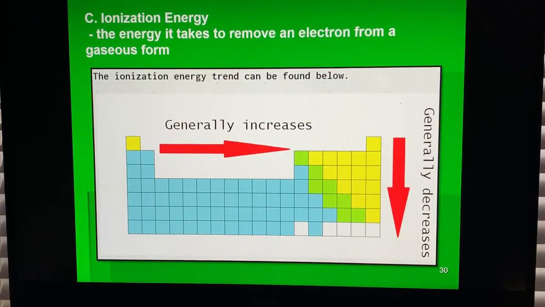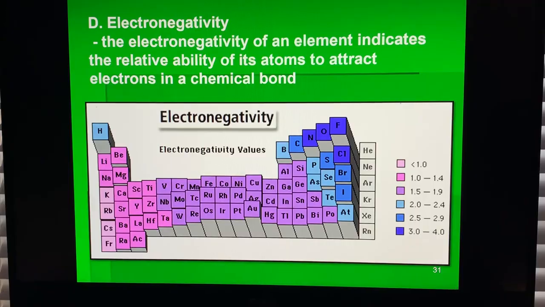The next one is ionization energy. So this is the energy it takes to remove an electron from a gaseous form of the atom, okay? And simply put, from left to right, this energy generally increases, and from top to bottom, it generally decreases. Ionization energy. And then I think the last one is electronegativity.